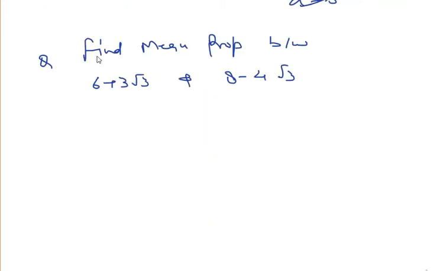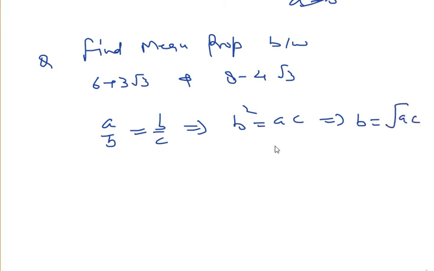Now look at the question. We have to find the mean proportion between 6 plus 3 root 3 and 8 minus 4 root 3. So I have already explained to you, if a upon b is equal to b upon c, it will give b square is equal to ac and b is equal to under root ac. So here b is the mean proportion between a and c.